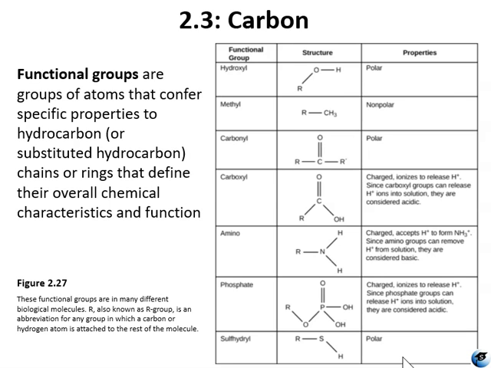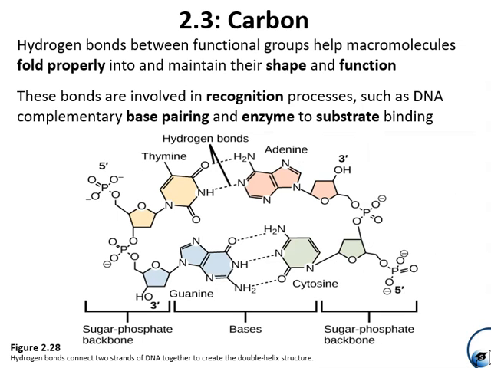That is, the same functional groups can appear in many different molecules and have the same structure and function within these different molecules. Hydrogen bonds between functional groups are what helps macromolecules fold properly and maintain their shape and function. This is especially important in proteins. We're going to be talking about proteins in just a bit. These bonds are involved in recognition processes such as DNA complementary base pairing and enzyme to substrate binding as well. Figure 228 is illustrating the hydrogen bonds between functional groups of DNA nucleotides. This bonding is a key characteristic in not only the DNA structure, but also in the process of DNA replication, which is, of course, essential to life and biology.